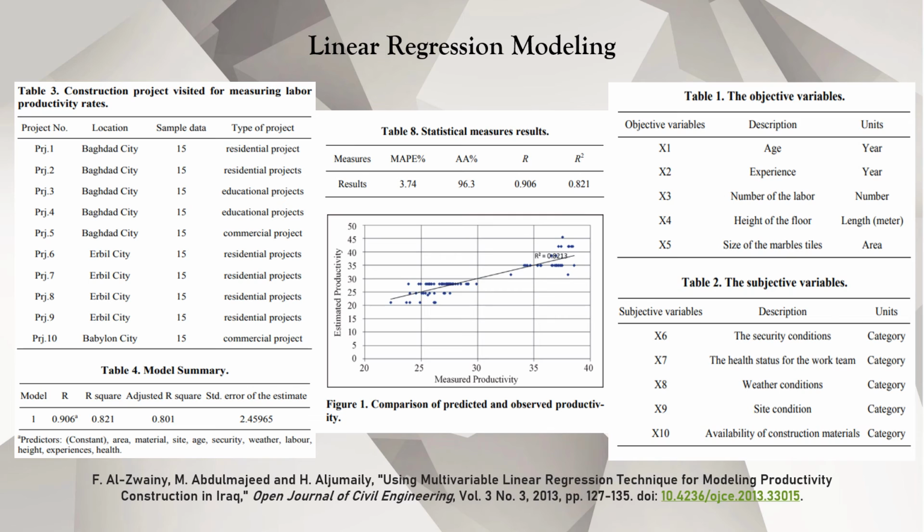They concluded that this method has the ability to predict the productivity for finishing works with an excellent degree of accuracy, with the coefficient of correlation R equal to 90.6% and the average accuracy percentage of 96.3%, and that there was a decent relationship between variables. Furthermore, they stated that the predicted values from the forecast model fit with real-life data. This concludes my presentation on linear regression modeling.